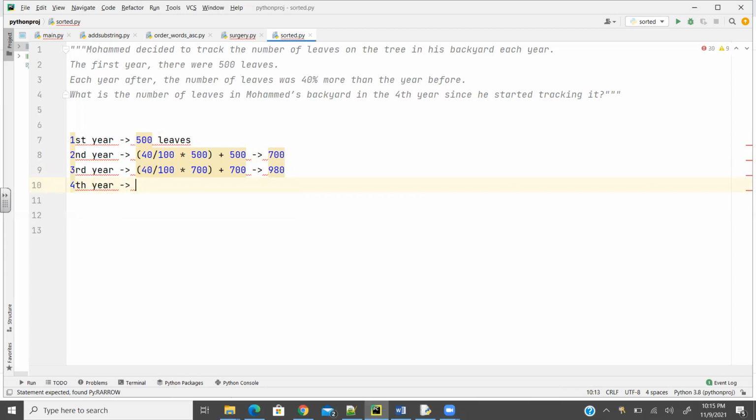we'll have 40 over 100, which is like saying 0.4, okay, as a floating point number. So I would have that 40 over 100 of 980. So the increase on 980 is what we have here. And then we need to add it to what we had the year before. That is coming from the third year to the fourth year. Now, what did we have in the third year? So I need to add that increase to the amount that he had altogether in the third year, the number of leaves rather he had altogether in the third year.